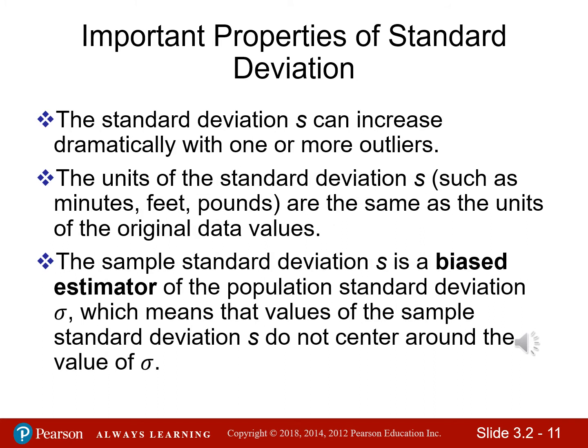Some more properties of the standard deviation include the following. The standard deviation can increase dramatically with one or more outliers. The units of the standard deviation, such as minutes, feet, pounds, are the same as the units of the original data values. And finally, the sample standard deviation is a biased estimator of the population standard deviation sigma, which means that the values of the sample standard deviation do not center around the value of sigma.